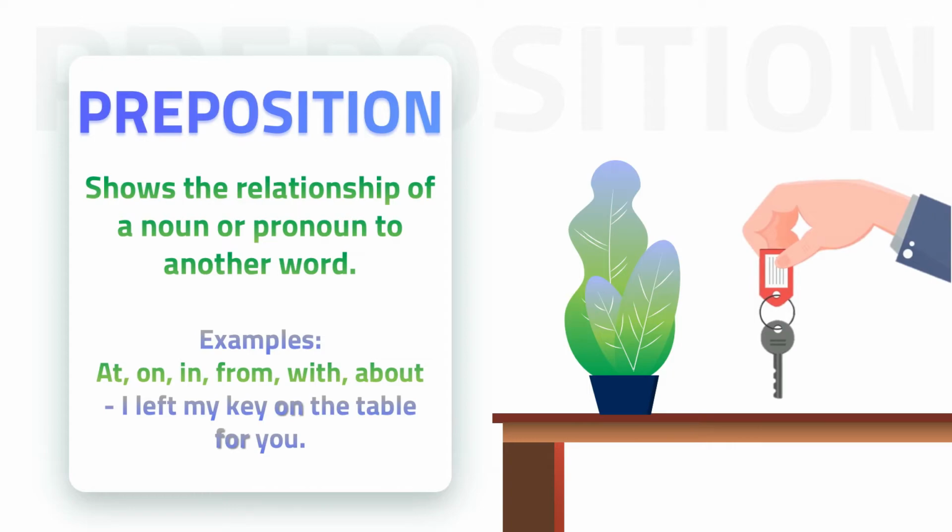The preposition shows the relationship of a noun or pronoun to another word. For example, in the sentence I left my key on the table for you, the prepositions in the sentence are on and for.